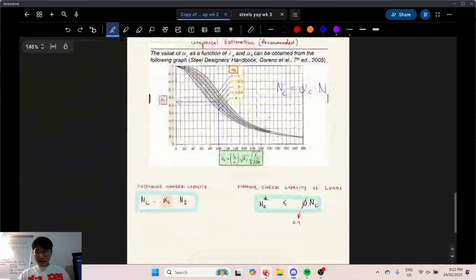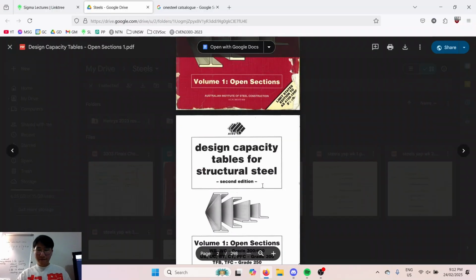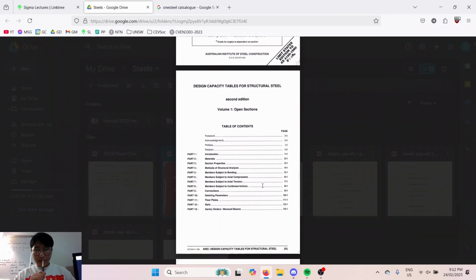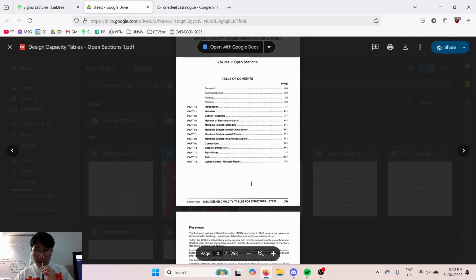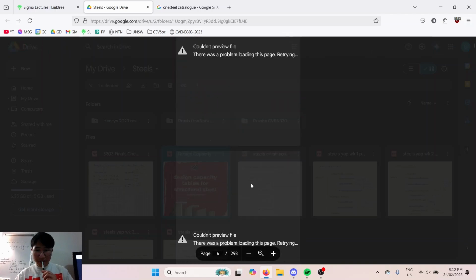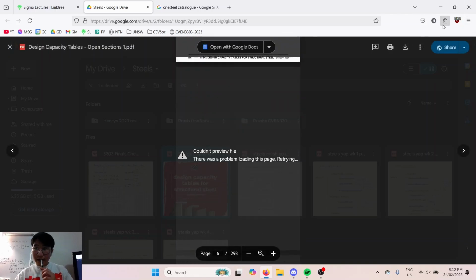Okay, let's have a look at the effects of buckling quickly. So we go to members subject to axial compression. Download it.